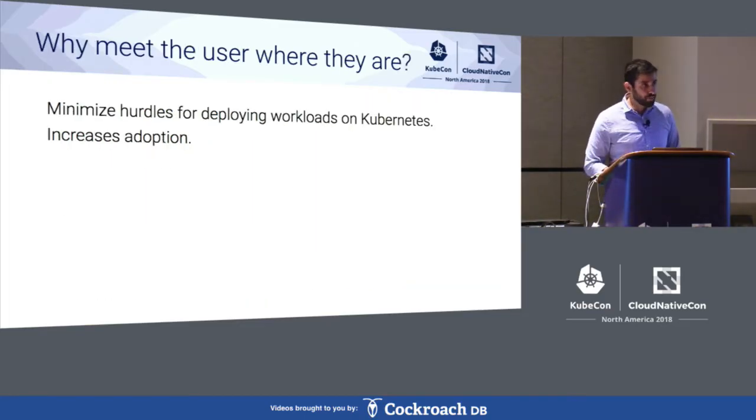So why did we do this? Of course, the reason is to minimize the hurdles for developing applications to deploy on Kubernetes. We want to make it as seamless and easy to transition to Kubernetes as possible. Again, I keep mentioning that these are the reasons why Kubernetes has been successful. And I think one of the reasons is because it made it easy to transition some of the existing applications to Kubernetes.